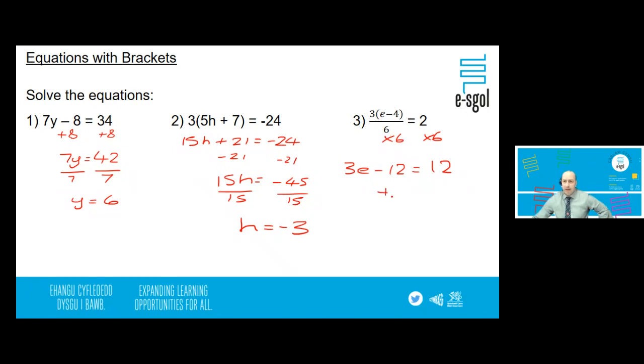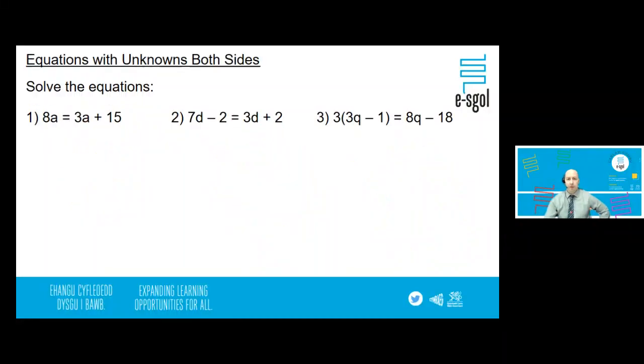What I now need to do is add on 12 both sides just to get rid of that minus 12. So I'm left with 3e is equal to 12 add 12, which is 24. And when I divide by 3 at the end, 24 divided by 3 gives me a value of e equal to 8.